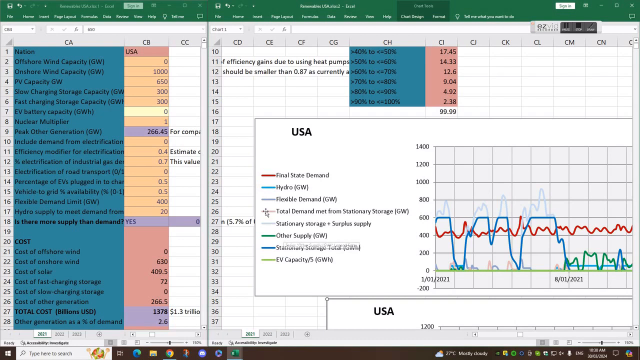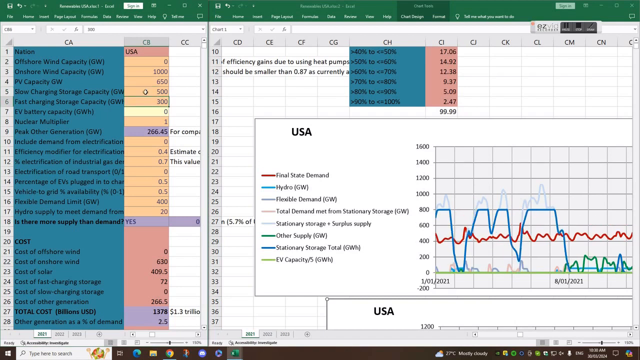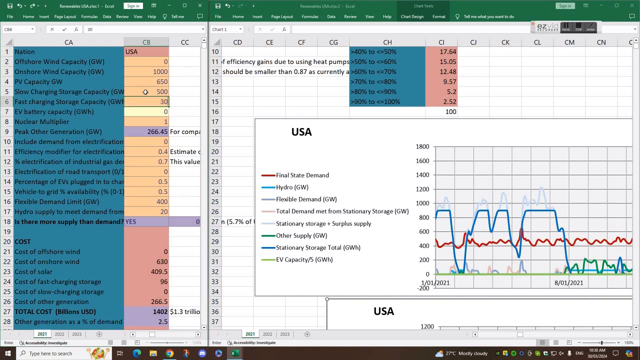So I'll look at the batteries here. We might think maybe we need more battery. We could use more battery supply on the grid. So you can change the amount of storage. So the pumped hydro, you can increase or decrease by changing the value in cell CV5. For the fast charging storage, the stationary batteries, you can change their value just in here. So any of the orange cells are input cells. They are cells that you can change to model different builds. I'm going to set them back to 300.